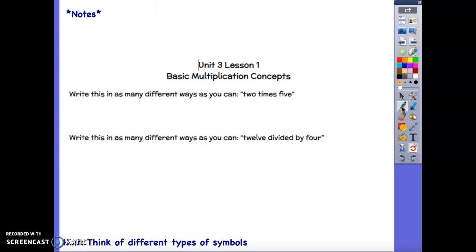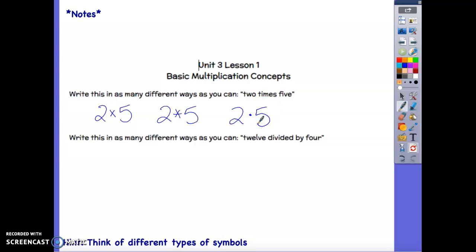So 3 different ways you could have written multiplication would be your classic 2 times 5 using the X symbol. Another one you might have learned would be this star looking symbol. And the last one is the one that we're actually going to start changing to in 5th grade, and that's going to be using the dot symbol.